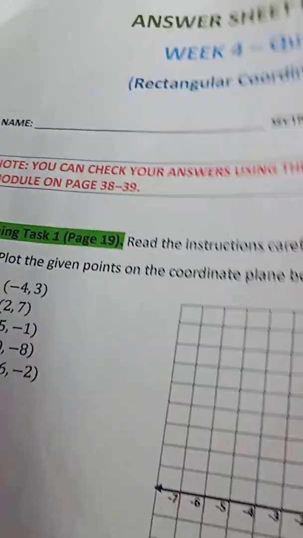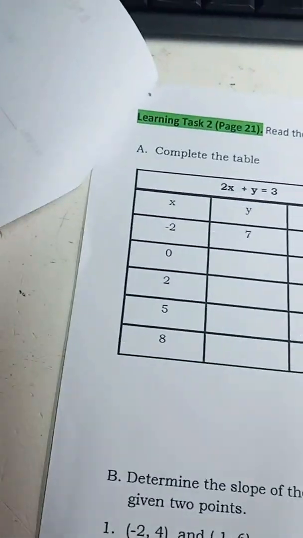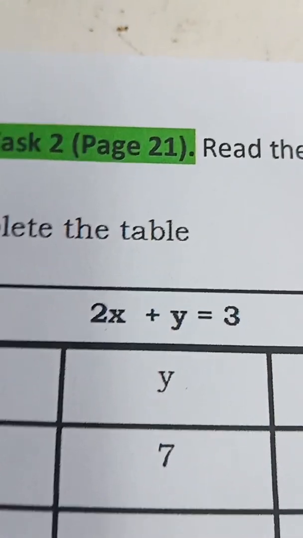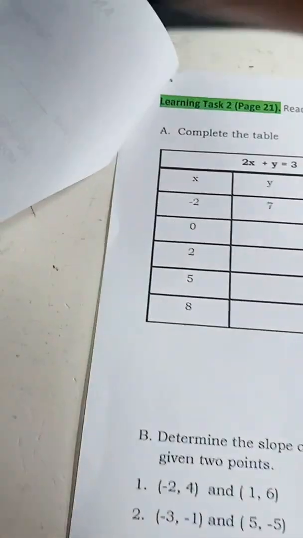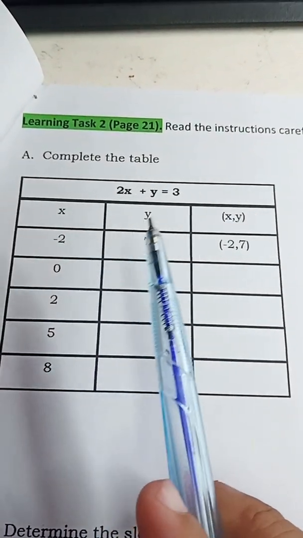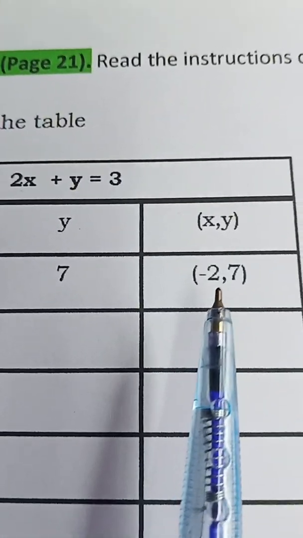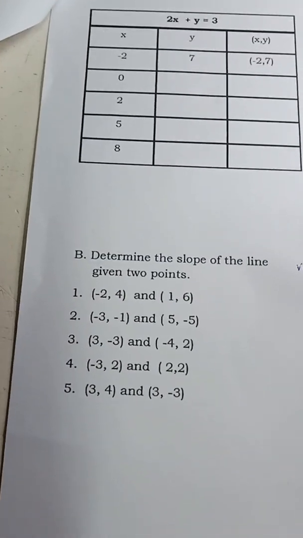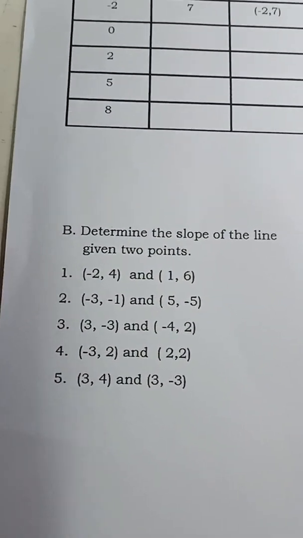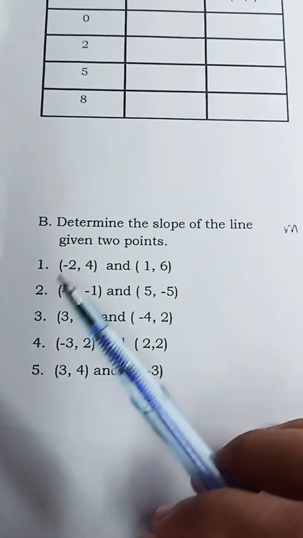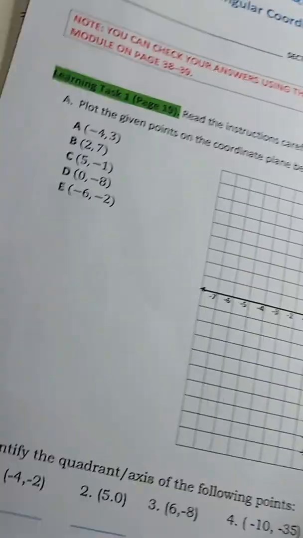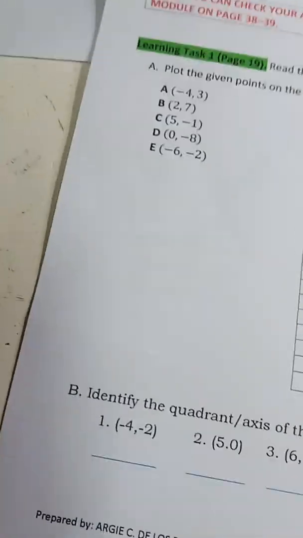module page 19. At dito naman sa learning task number 2, you can find that in your pivot module on page 21. Okay? Right. So here, in learning task number 2, I will just explain to you kung paano nakuha yung 2, negative 2 and 7. And of course, dito sa letter B, sa learning task number 2, I will show you the solution on how to get the slope. Okay, so let's go back and answer the first item in learning task number 1.